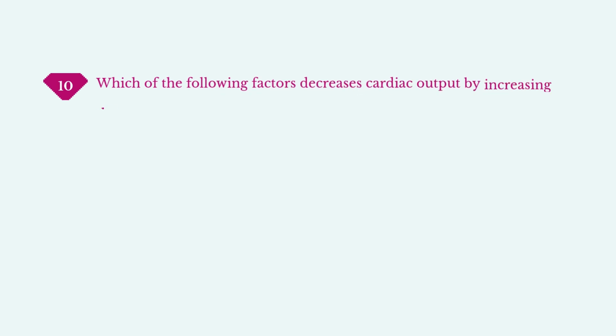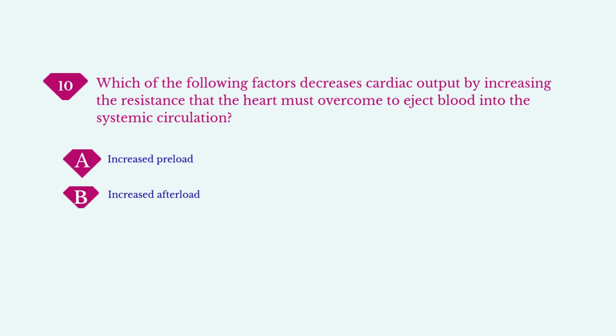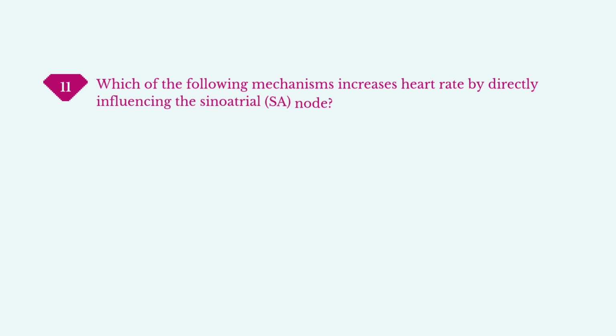Which of the following factors decreases cardiac output by increasing the resistance that the heart must overcome to eject blood into the systemic circulation? A. Increased preload. B. Increased afterload. C. Activation of parasympathetic nerves. D. Decreased contractility. Answer: B. Increased afterload.